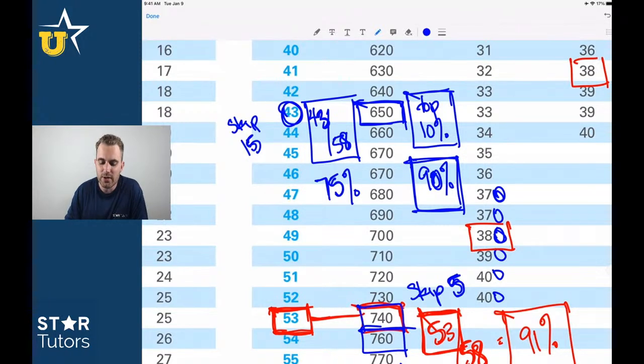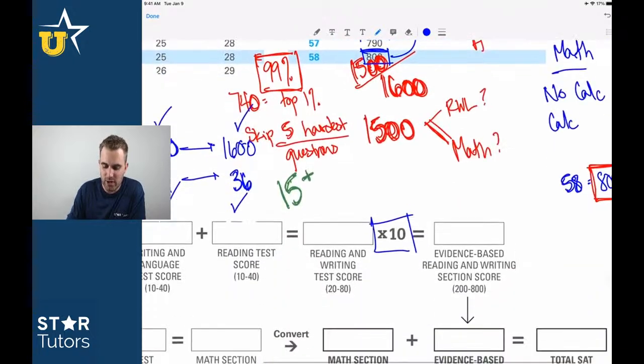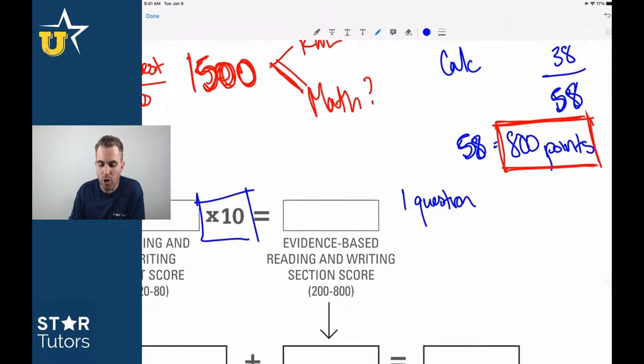Okay, what we're really trying to think about here is how do we improve? What metric do I need to do to improve my score? And it's a very easy metric to see. Every single question on the SAT, one question, right, is equivalent to 10 points. Almost all the way through the test at every level, one question is equivalent to 10 points.